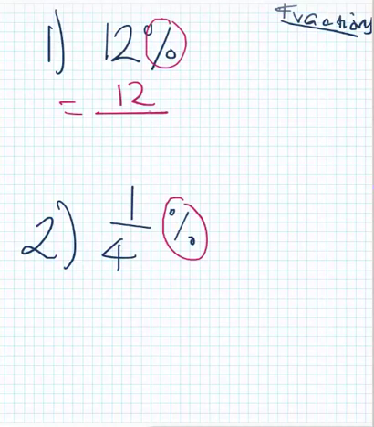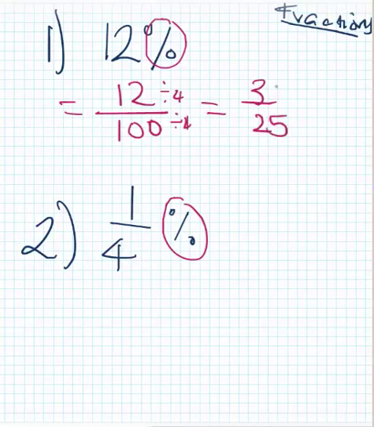12 out of 100. And when we simplify this, divide them both by 4. 12 divided by 4 is 3. 100 divided by 4 is 25. And there's our simplified fraction. 12% without a percentage in fraction form is 3 out of 25.